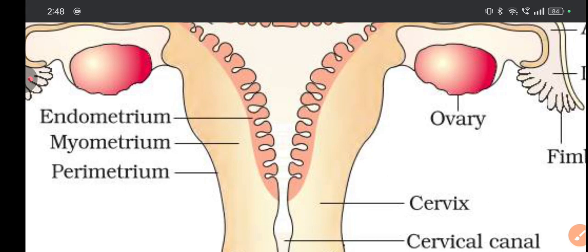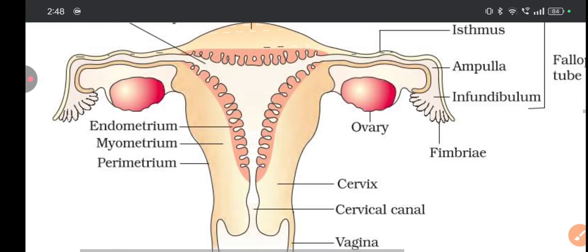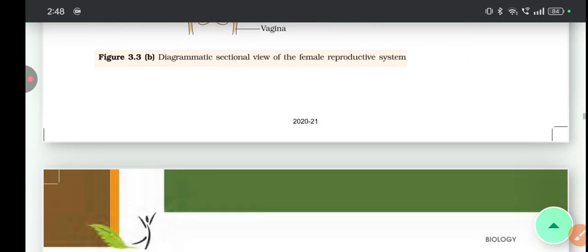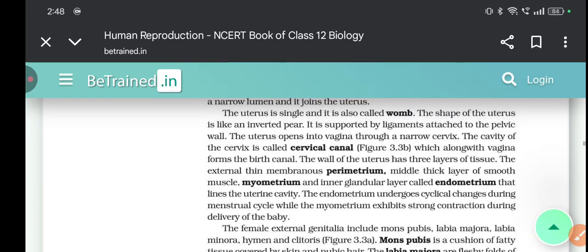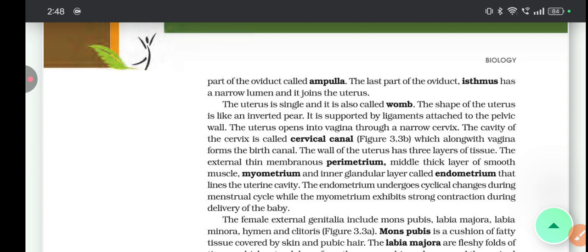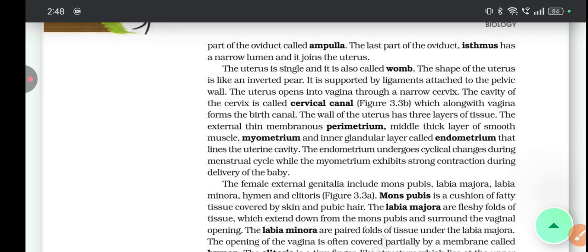Inner lining is endometrium, then myometrium, and then perimetrium. During periods, the endometrium wall sheds down. The uterus is single and it is also called the womb.